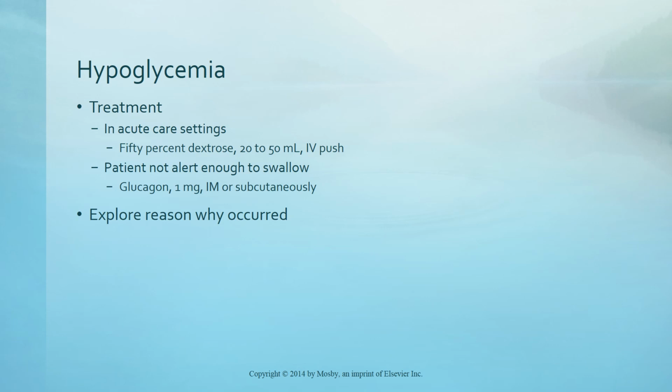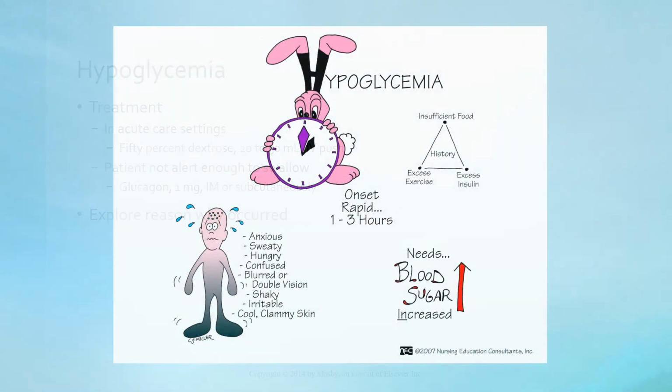Once this acute hypoglycemic state has been reversed, explore the reasons what happened, because remember, we are always going to address the emergency first, and then we're going to do our little investigation on what caused this. We want to make sure we teach our patient and their family how to avoid future hypoglycemic states. This picture here is just showing you, for my visual learners, how quickly it can happen and what your patient's going to present like, and they need sugar. So sugar is going to be their treatment intervention.